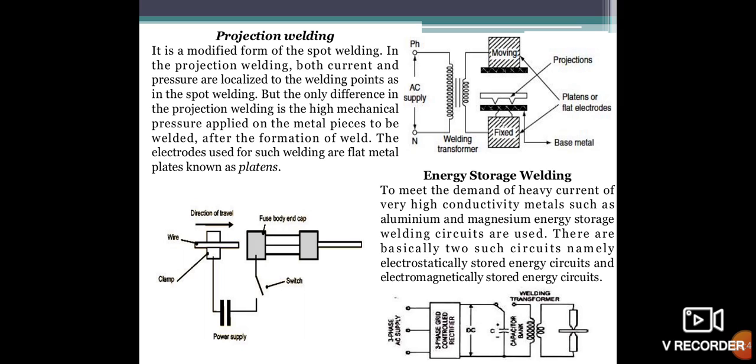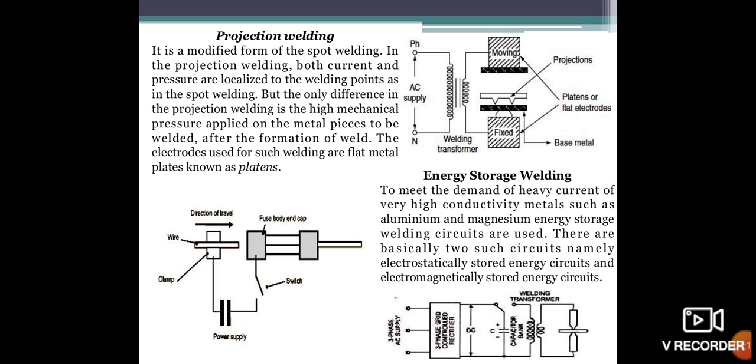The next one is energy storage welding. You can see the figure of energy storage welding. The energy is obtained by discharging the stored energy in the capacitors. The figure consists of a bridge rectifier, capacitors, and a switching arrangement. The pieces to be welded are kept at a certain distance, approximately 1.5 mm, and the switch is put on the position.